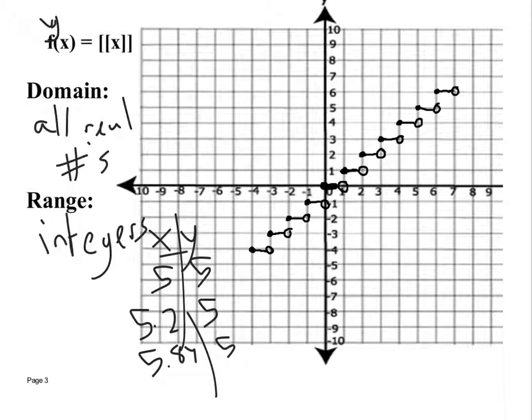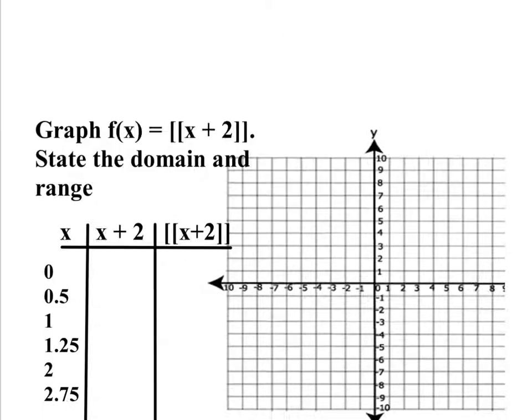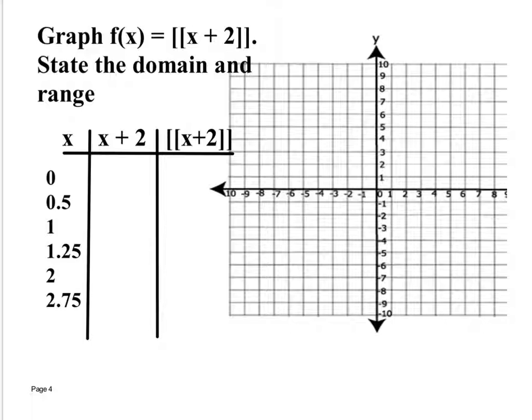Now they could change it, which we'll see right here. You're going to be asked to graph a couple things. You're asked to graph the greatest integer function of x plus 2, and then state the domain and range, so don't forget to do that. But we know what the parent function looks like. That's why we drew it. And you can see what it looks like.